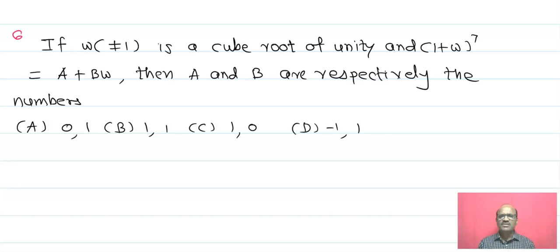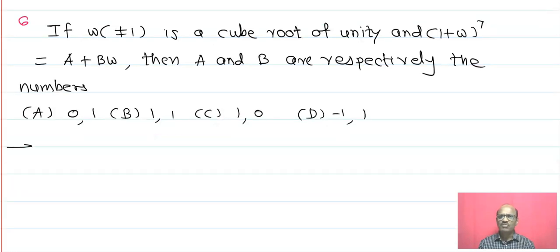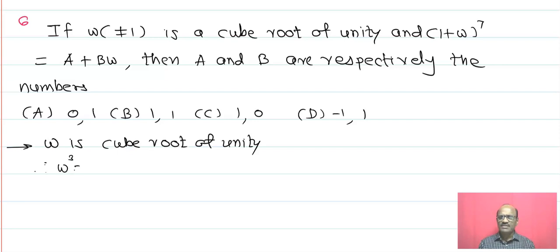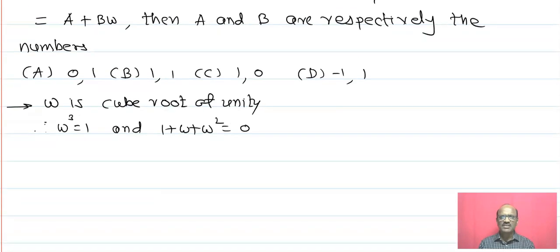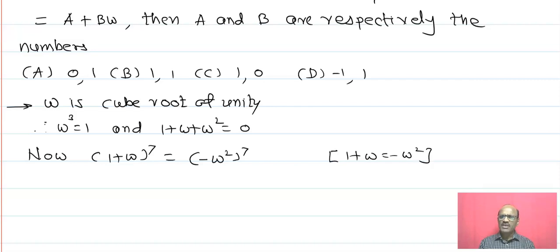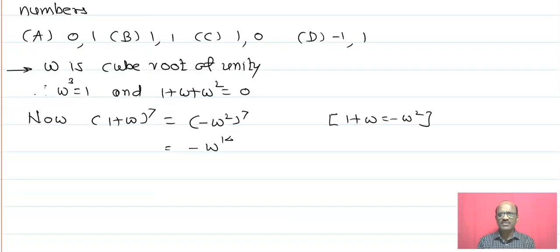If omega is a cube root of unity, (1 plus omega) raised to 7 is equal to a plus b omega, then a and b are respectively the numbers. Now see this, omega is a cube root of unity. Therefore, omega cube is 1, and one more relation, 1 plus omega plus omega square is equal to 0. Now we will substitute here. That is (1 plus omega) raised to 7 is equal to, what is 1 plus omega? 1 plus omega is equal to minus omega square. Now I have substituted the values.